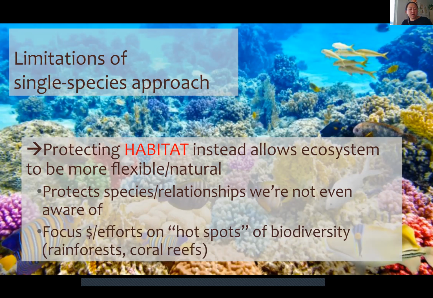And also there is an argument that conservationists should be focusing their money and efforts on hotspots of biodiversity, such as rainforests and coral reefs, rather than places like tundras and whatnot.